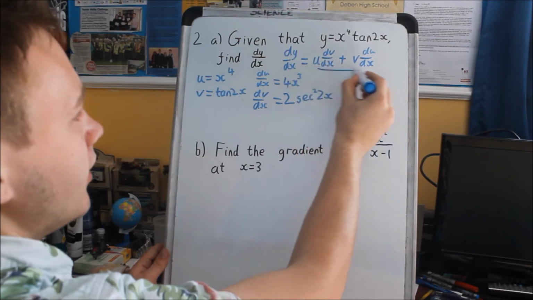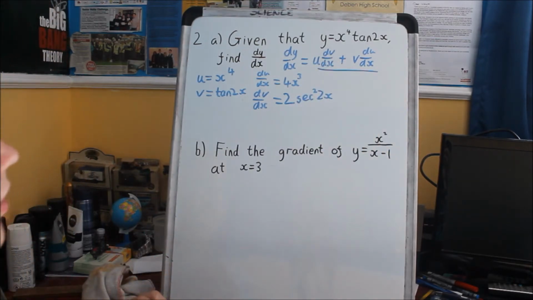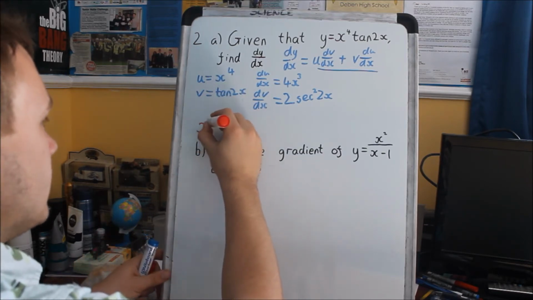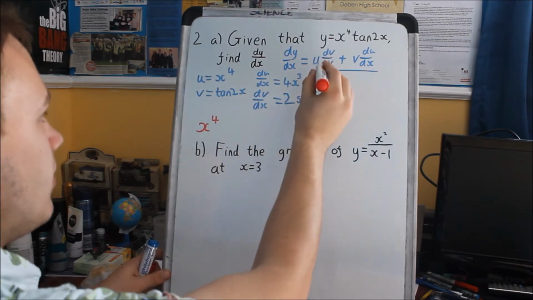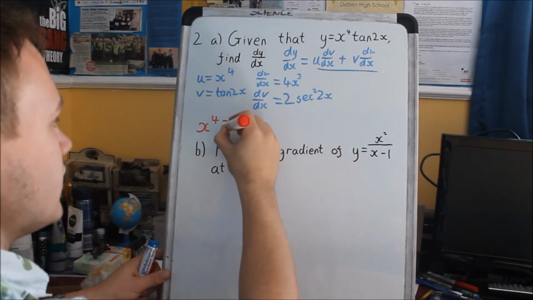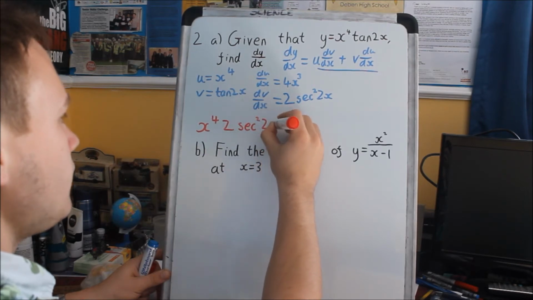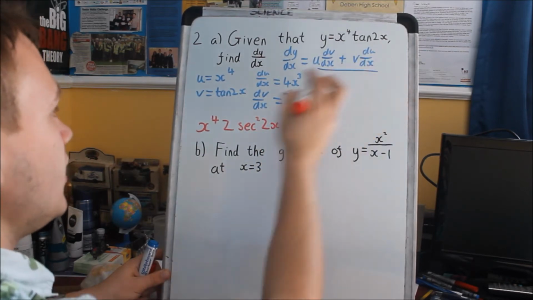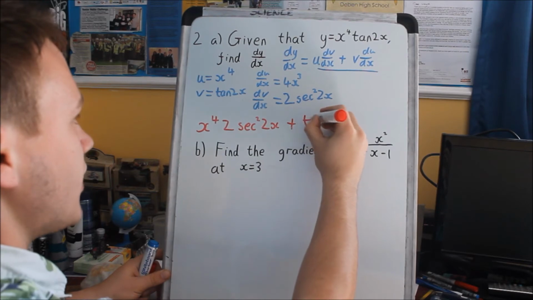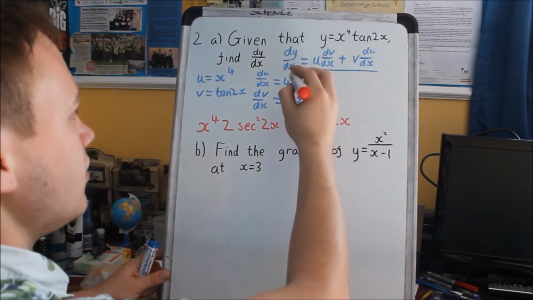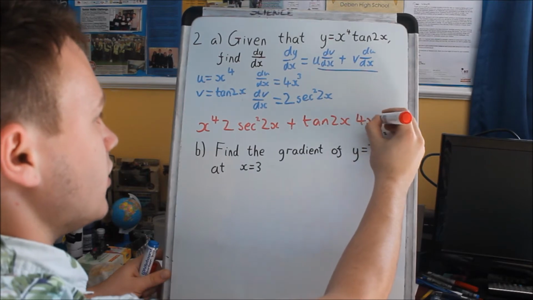And then we can apply this formula. We now have our u, our v, our dv by dx and our du by dx. So u is our x to the 4, so it's x to the power of 4 times dv by dx, which is 2 sec squared 2x, plus v du by dx, so v is tan 2x, and our du by dx is 4x cubed.